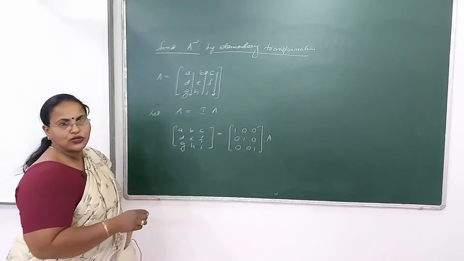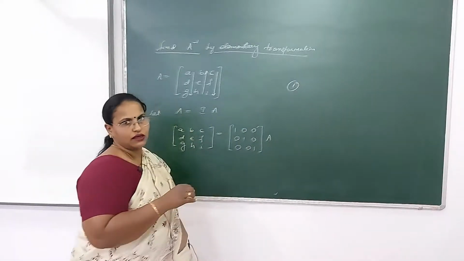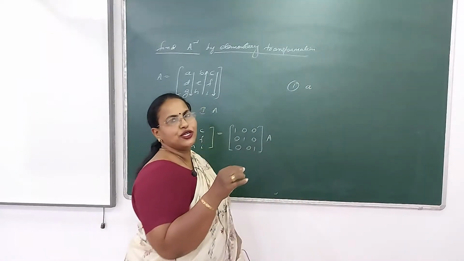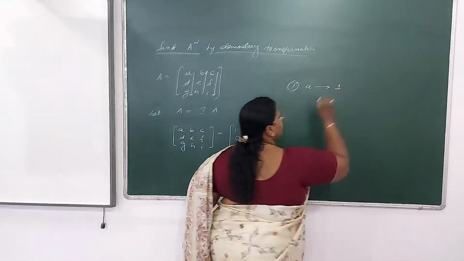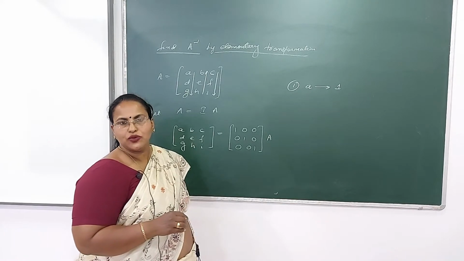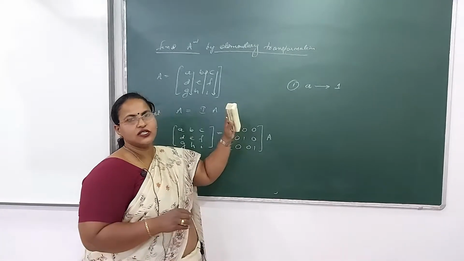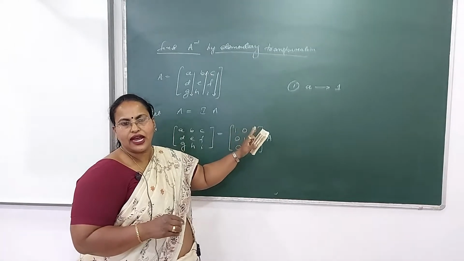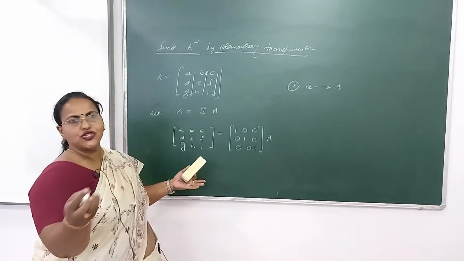So in what way will we proceed? The very first step will be applying the row operation in such a way that A should be converted to 1. I hope children you are understanding. We are starting with the procedure here. See the loop, I have made the arrow here. So the very first step is, you have to apply the operation in such a way that A is converted to 1.